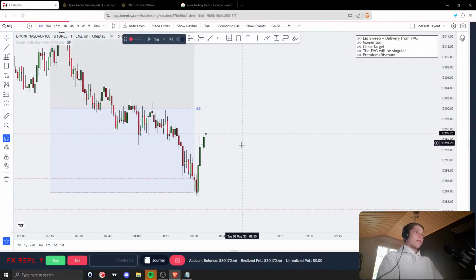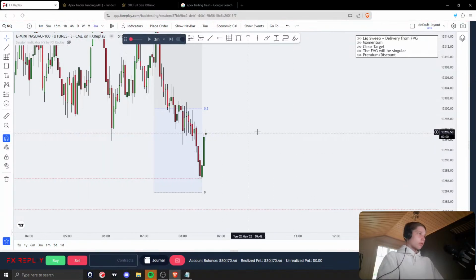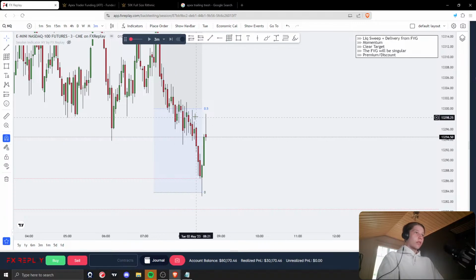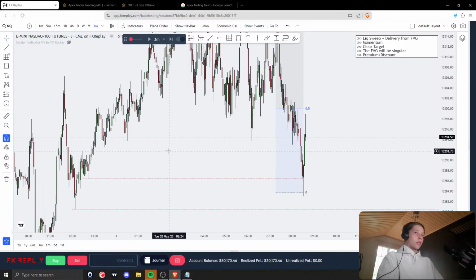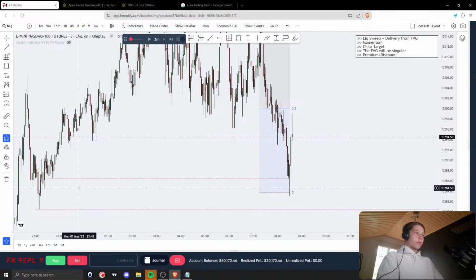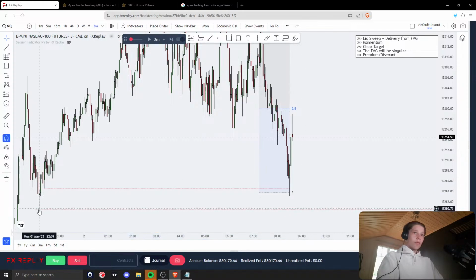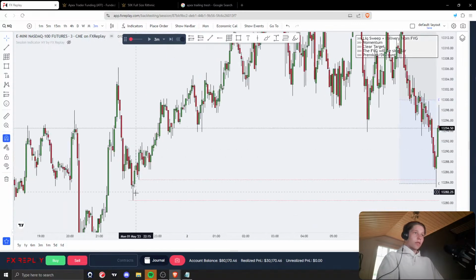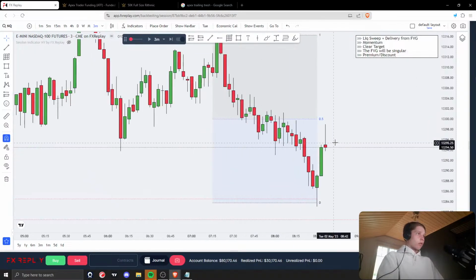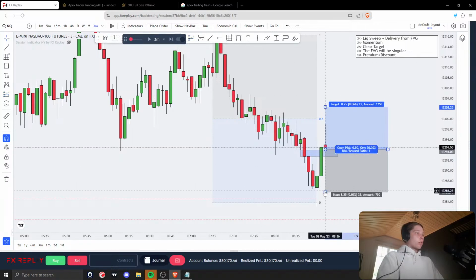But the question now is, okay, you got that fair value gap. Actually, M3 sweeps those, and it sweeps that extreme low down here. Before that, that's the last low before that low. We could target 1-to-1R into this LRLR.